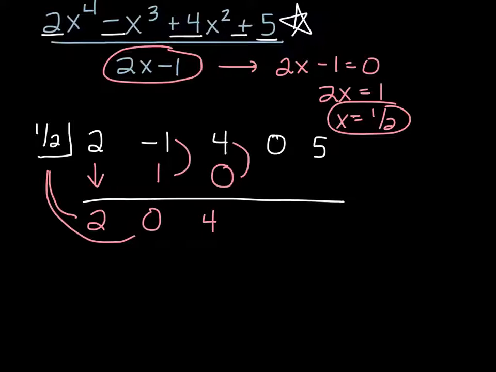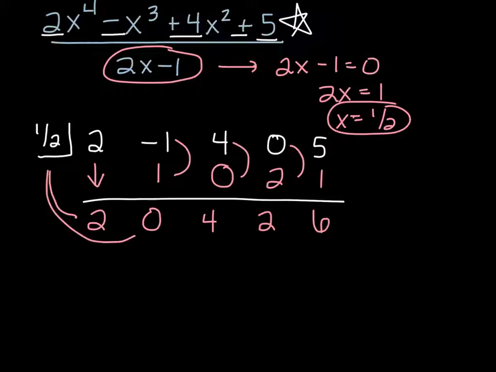I'm going to stop drawing the lines because it's going to make my picture really messy. But 1/2 times 4 is 2. That goes here. 0 plus 2 is 2. 1/2 times 2 is 1. So I'm going to put a 1 here. Add together and I get 6. Okay, so these numbers down here are going to be my new coefficients.